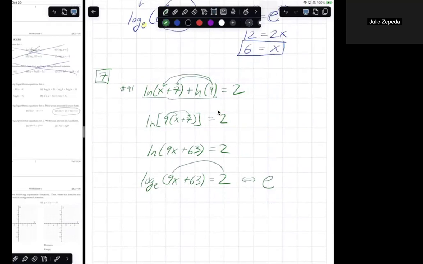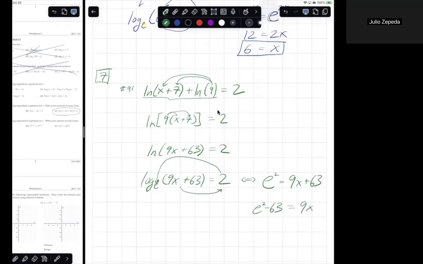e raised to the second power equals the 9x plus 63. And now we can solve this. I'm going to subtract 63 on both sides to get e squared minus 63. We can leave e squared just alone. If you have a calculator, feel free to approximate it if you like.